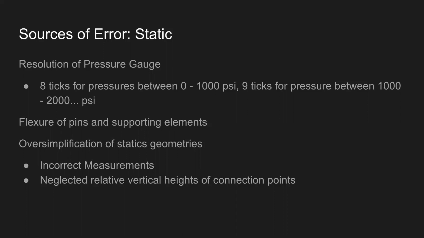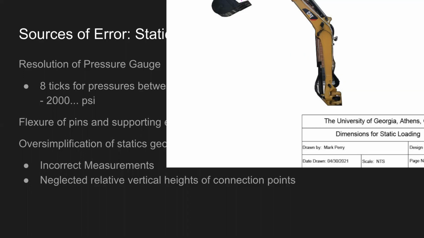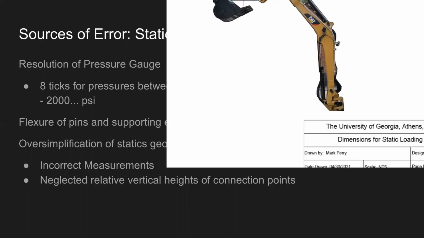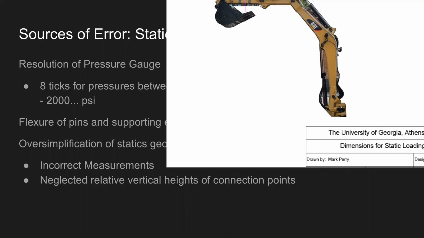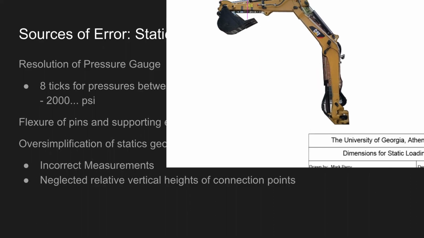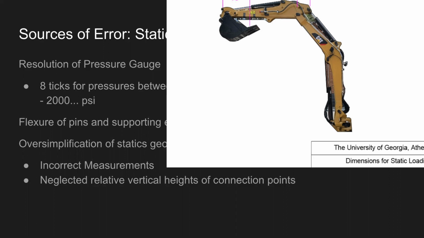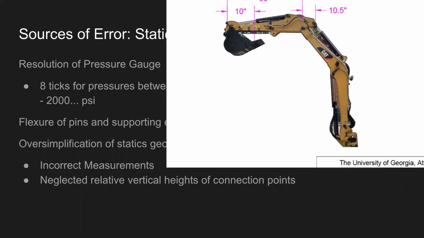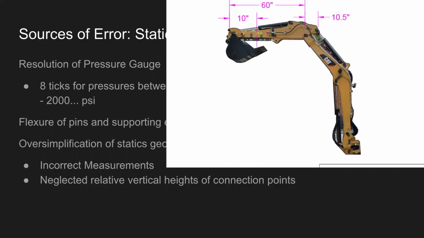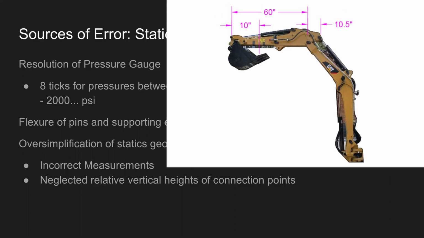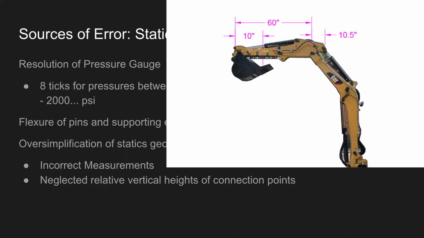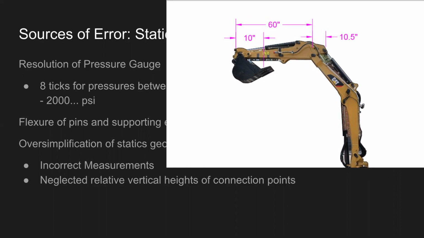Also, for the flexure of the pins and the supporting elements, the load that we applied had some kind of impact and some kind of deformation, which then changed our statics a little bit in real life that we didn't account for. And this ties into our oversimplification of the statics geometries, which arose from incorrect measurements that were just not precise. And also we neglected the relative vertical heights of the connection points, which attributed more to the flexure of the pins.